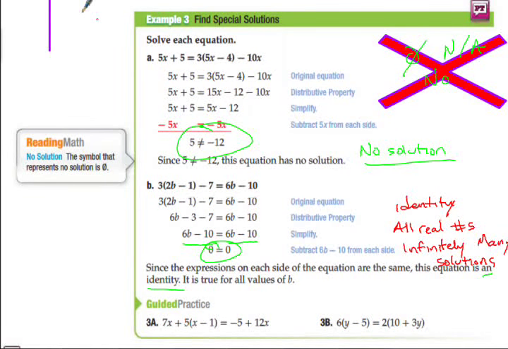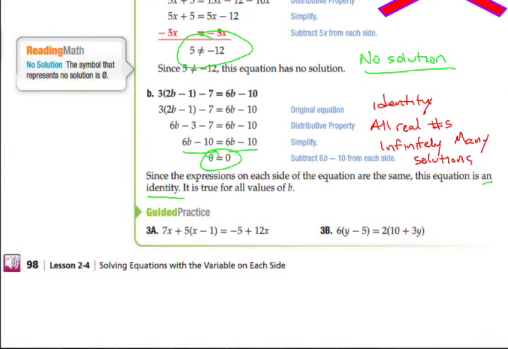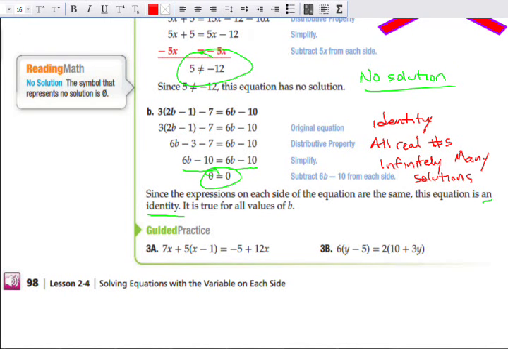You probably need to be comfortable with all three of those, because depending on where your question comes from, that might be asked a different way on the SAT, on the PSAT, on the SOL. Go ahead and pause the video real quick right here. See if you can tell me which 3A and 3B are. One of those is an identity. One of those is a no solution. Pause the video, try those, and let me know what you get.